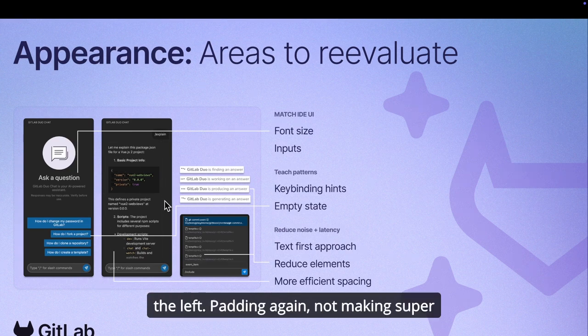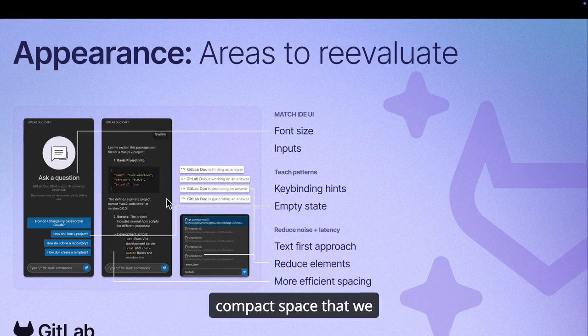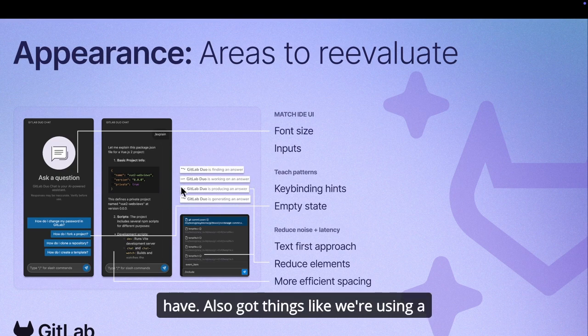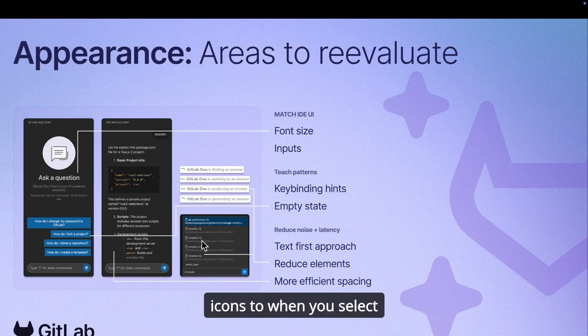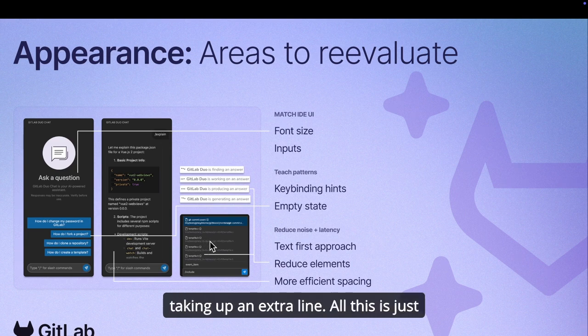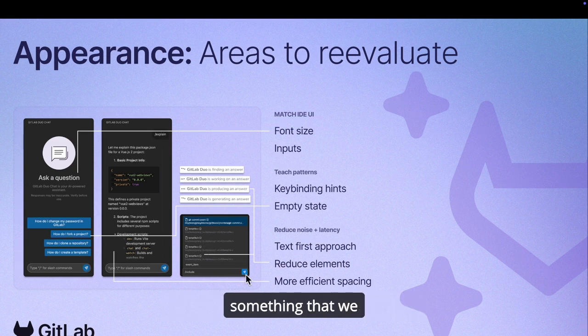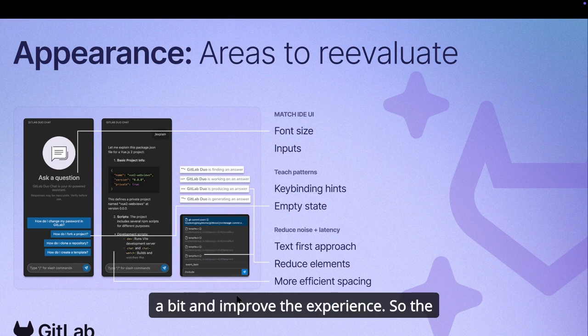Padding, again, is not making super efficient use of the compact space that we have. We're also using a lot of words to describe the different states of loading. It's very image heavy, using icons, and when you select context, for example, the path takes up an extra line. All of this is something that we might be able to trim down a bit and improve the experience.